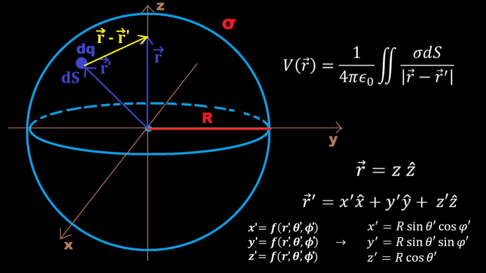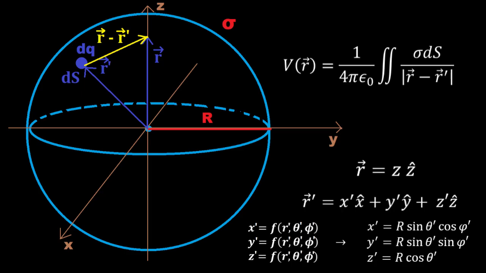Y prime is big R times sine of theta prime times sine of phi prime. And z prime is big R times cosine theta prime. Usually the radial term is not a constant, but since we are working with a spherical shell, every point on it is at the same distance, big R, from the origin. So that is why I immediately plugged it in.